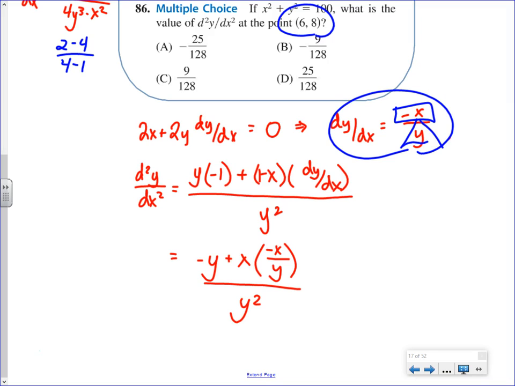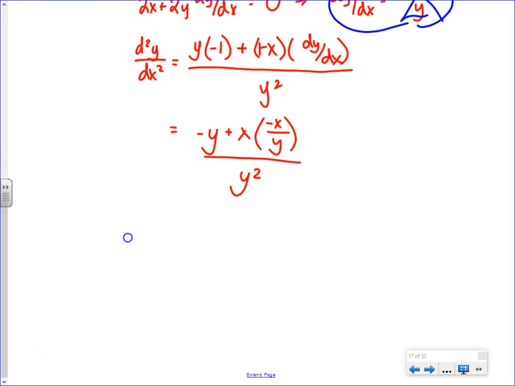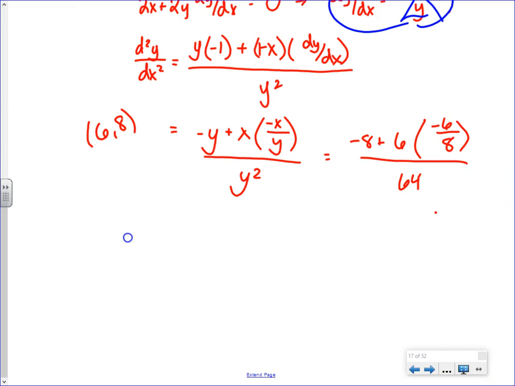What should we do? Simplify or plug in? I heard plug in. For those of you that wanted to simplify, I probably would do that too, but it's okay. What was our point? It's positive 6, positive 8? Okay. So negative 6 plus 6, 8. I need to write this. I need to visualize. X is 6, y is 8. So negative 8 plus 6 times negative 6 over 8, all over 64. Yeah? Simplify that puppy.